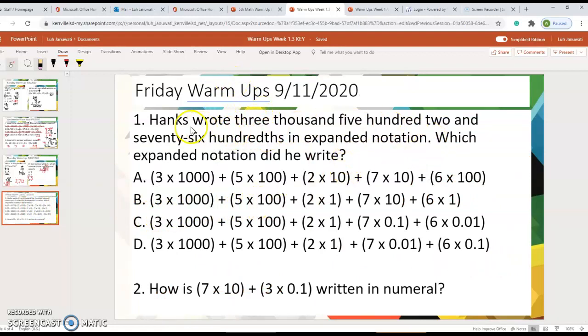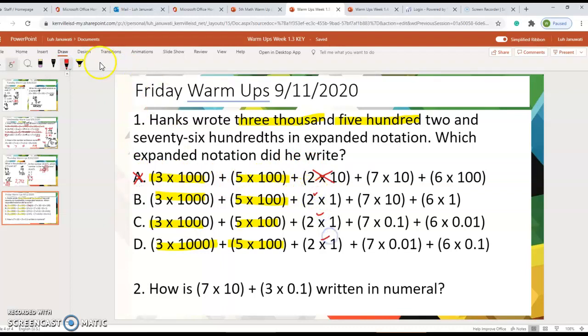Friday warm-ups. Hank wrote 3,502 and 76 hundredths in expanded notation. Which expanded notation did he write? So 3,000, right? 3,000. So this is all 3,000. 500. 500. 2. This is not 2. This is 10. Okay, so eliminate that. Bye. A. Okay. So this one is correct.